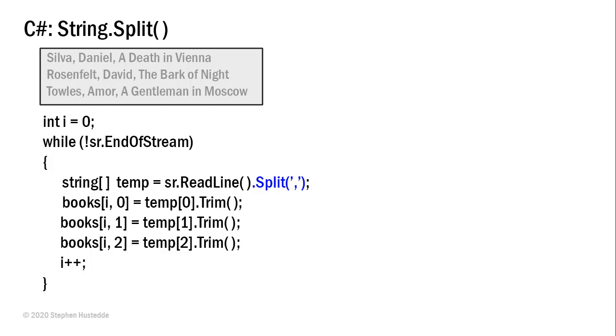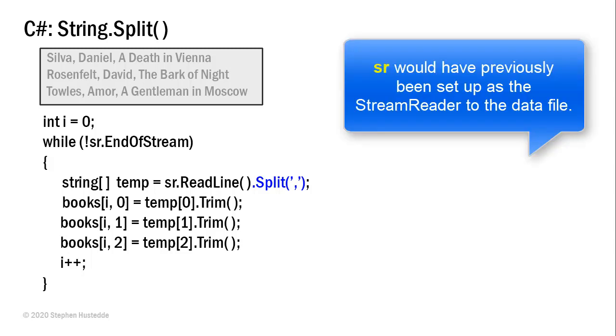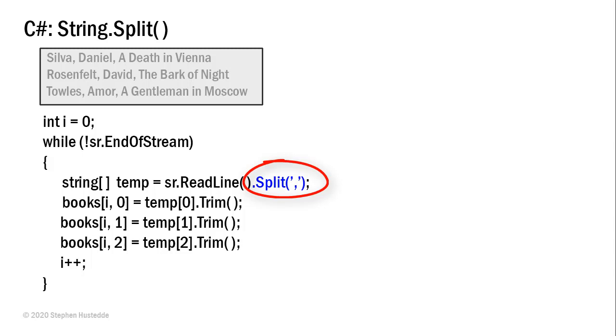And we're going to say we've already set up this books array. So I'm going to read it into this books array. So I'm going to read from the data file one line at a time until I reach the end of the file. So while not sr.endofstream. And each time through that loop, we're going to do our sr.readline, but we're going to split it on the comma. And we're going to assign that to a temp array of type string.